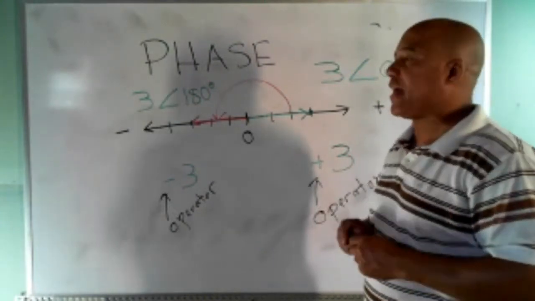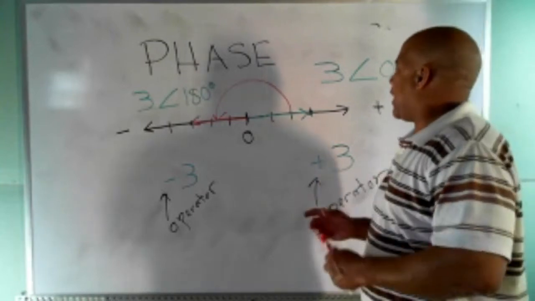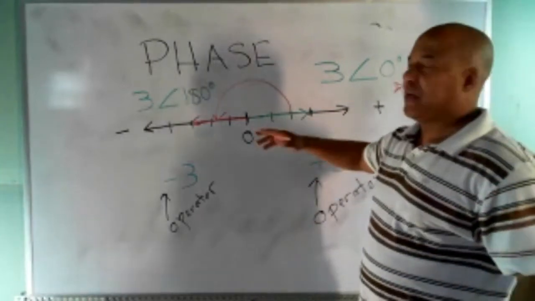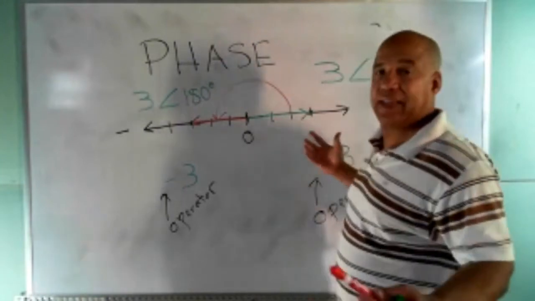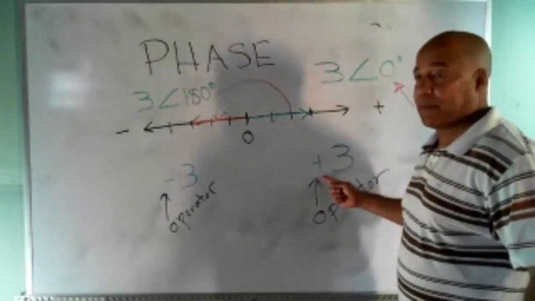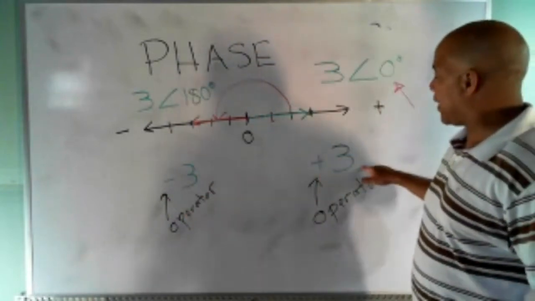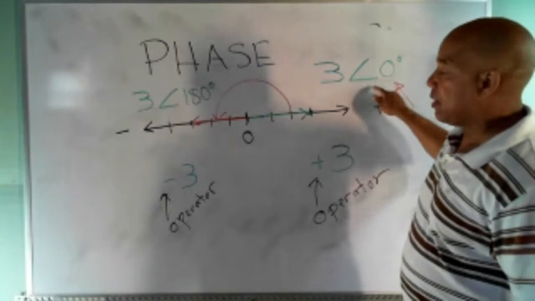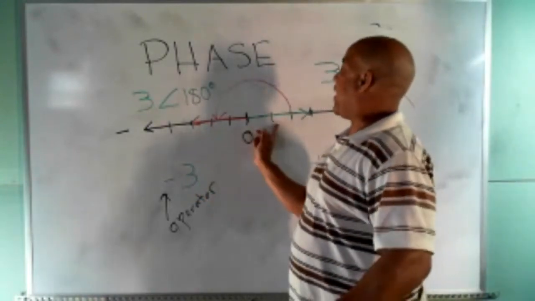If you never heard of phase, it's probably because you didn't need it, because most of the time when we deal with numbers, we're working on the real number line. So you don't really need the concept of phase. Phase is actually hidden in this plus sign and that minus sign. When you write a positive 3, what you mean is 3 with a phase of 0. When you write -3, what you mean is 3 with a phase of 180.